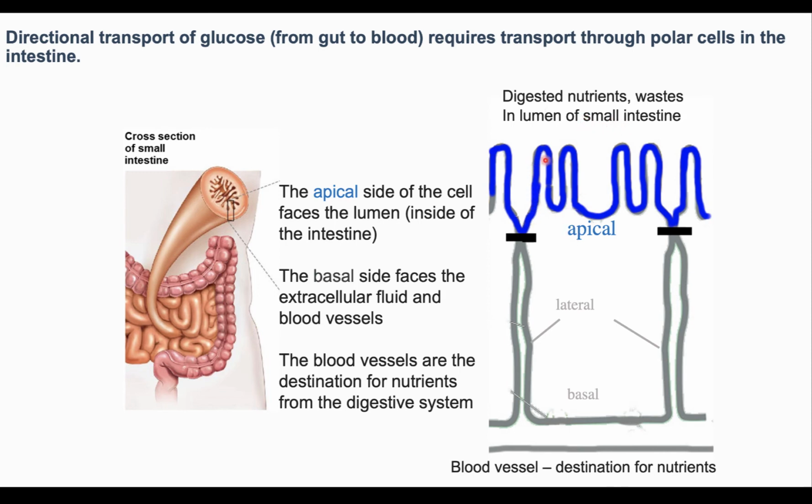The blue here is the apical side of the cell, and then in gray is what's often called the basolateral surface. This would be facing extracellular matrix and then a blood vessel. Nutrients are going to travel from the apical side of the cell across the phospholipid bilayer into the cell, and then across the basal and lateral surfaces, and then into a capillary for collecting those nutrients.